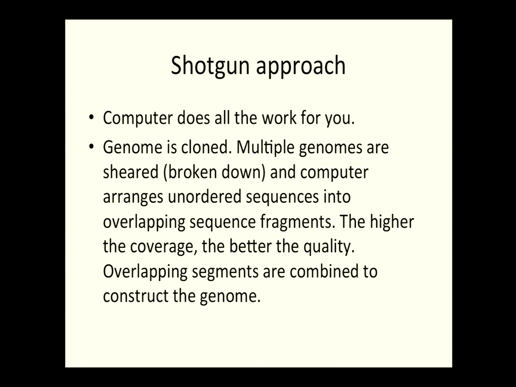All right, shotgun approach. The computer does all the work for you. So you have an unknown genome of interest. You copy that genome multiple times. You break up those cloned genomes into fragments, and the computer aligns those random nucleotides and constructs the whole genome and tells you what the genome was. Does that make sense? Okay, proceeding on.